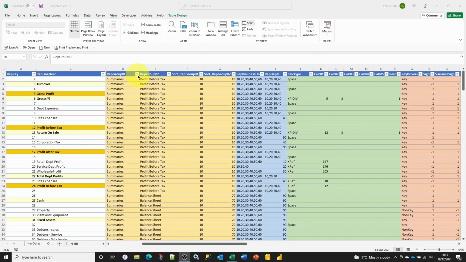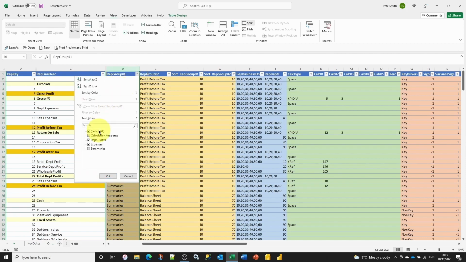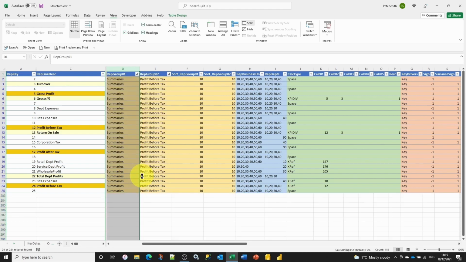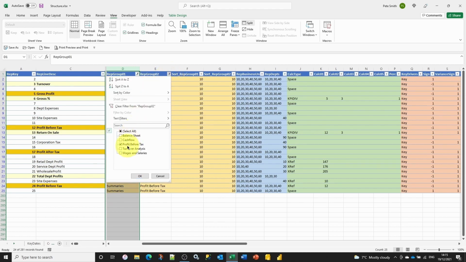So the orange backgrounded columns here determine the report pages that you're going to have to show in your final report. For example, if you recall the demo video, we had some summaries, and in those summaries we had profit before tax and a turnover analysis and a wages analysis. If I just take the profit before tax, we can see that all filters down in Excel to the lines we want to see, and that's absolutely fine.